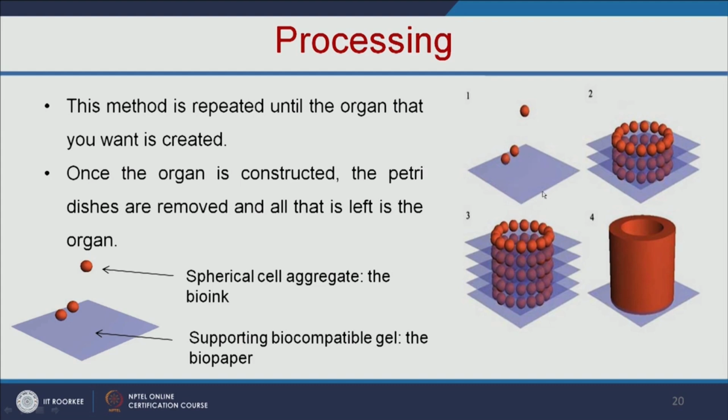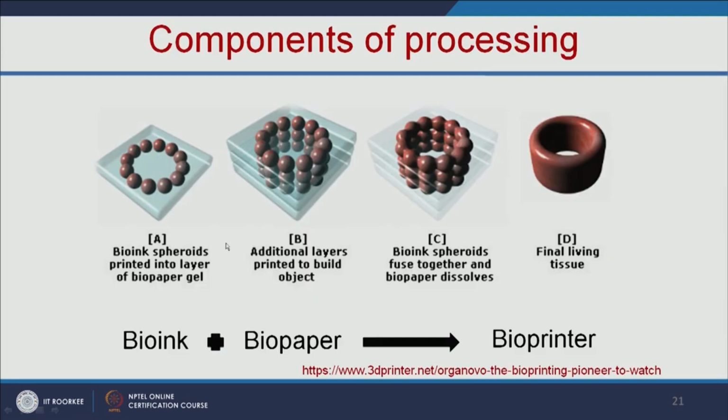Once one layer is finished, you will keep another layer of bio paper and again print the cells. So, it is layer by layer assembly of the cells. Once all the cells are fused together, then you can remove this bio paper. Here, the bio ink spheroids are printed into a layer of bio paper gel. Additional layers can be printed to build the object. Once the cells are fused, you can remove this bio gel or bio paper and you will get the final living tissue.